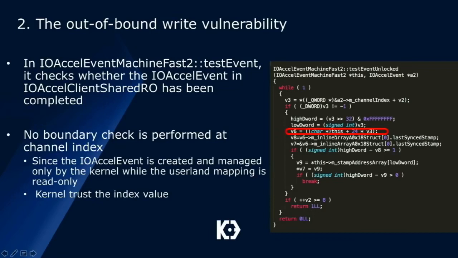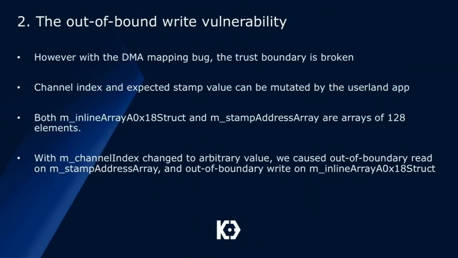If not, then the code tries to fetch the latest stamp value from the device memory, which is referred to by the array mstamp address array. After the latest value has been obtained, it does the comparison again, checks if it is smaller or bigger, and decides whether this event has been completed or not. It looks very good at first glance.